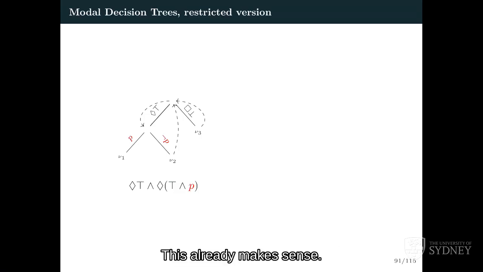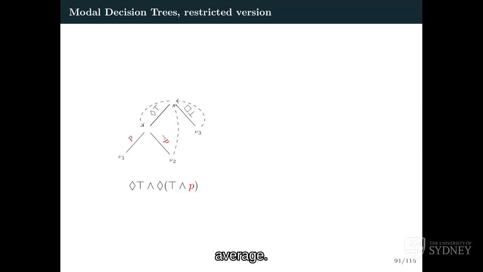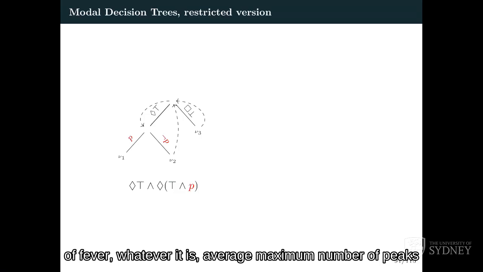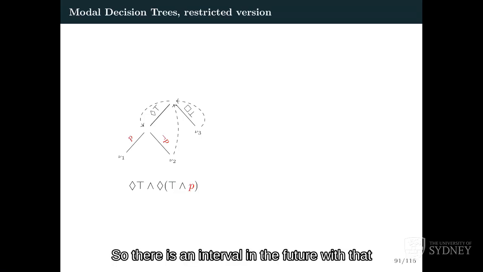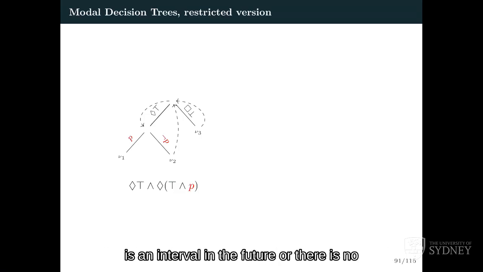This already makes sense. There is an interval in the future with fever, with average fever. Now we can use the correct terms: F of fever, whatever it is, average, maximum, number of peaks or whatever. So there is an interval in the future with that condition on the fever that is true, or there isn't. It's completely different than saying there is an interval in the future or there is no interval in the future. Okay. The second has no information. This may have some information.